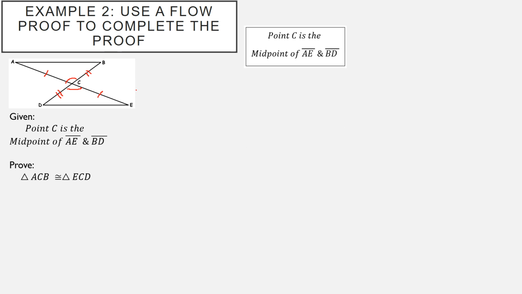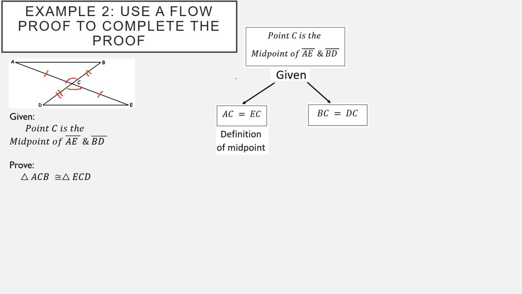We got point C as a midpoint of AE and BD. So that's the given. I know that AC equals EC. And how do I know that? That's the definition of a midpoint. From this same statement, I can make another statement because I know that BC is equal to DC. So again, definition of a midpoint.